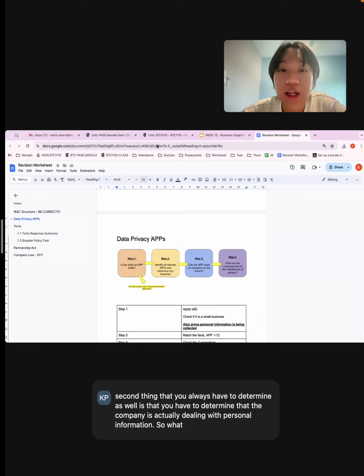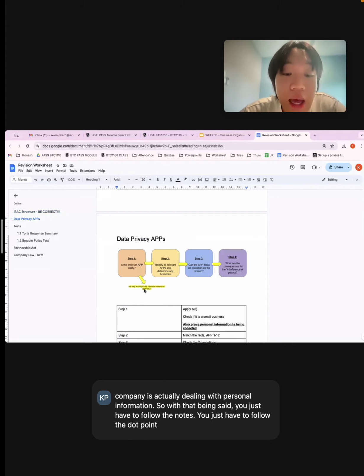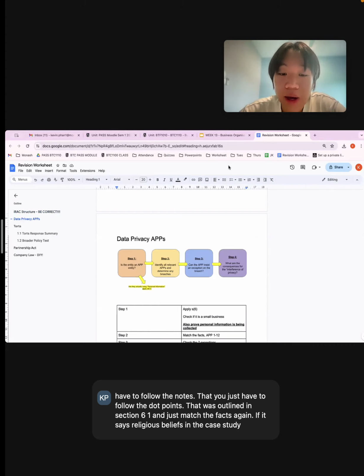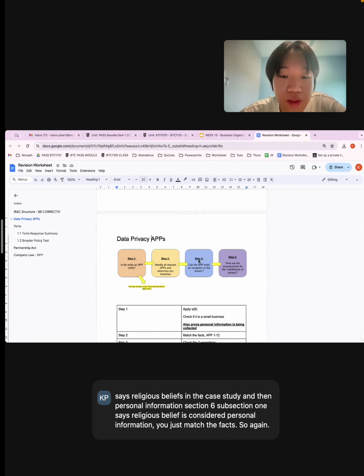So with that being said, you just have to follow the notes. You just have to follow the dot points that was outlined in section 6.1 and just match the facts again. If it says religious beliefs in the case study, and then personal information, section 6, subsection 1 says religious belief is considered personal information, you just match the facts. So again, that is quite simple there.